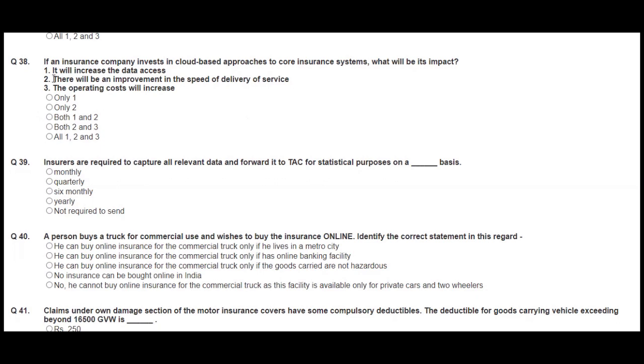If an insurance company invests in cloud-based approaches to its core insurance system, what will be the impact? Simply, you understood that if an insurance company invests in cloud-based approaches, there will be increased data access. Okay, it is right. There will be an improvement in the speed of service delivery. Okay, the operating costs will be increased.